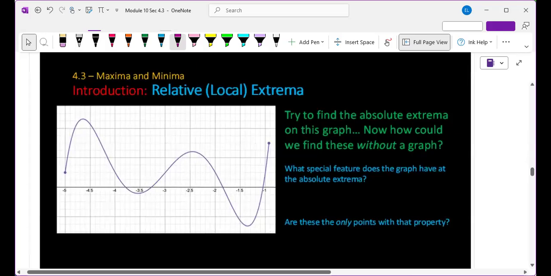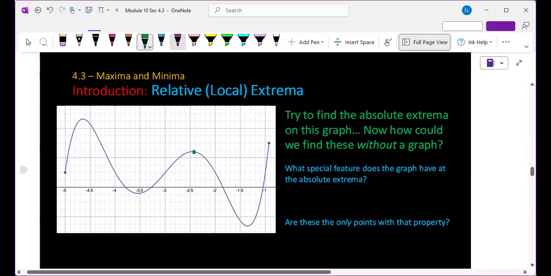All right, so just looking at this graph, we want to talk about, start moving towards this idea of what we call relative or local extrema. So we can have a point that's not the absolute highest for the whole graph, but if you zoom in just right close around it, it is the high point for its little close selection neighborhood of points.